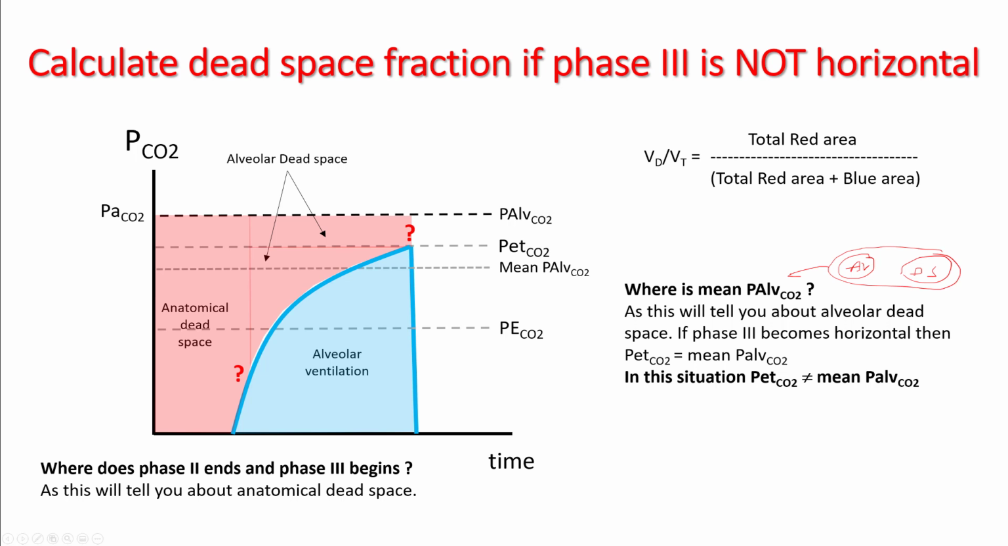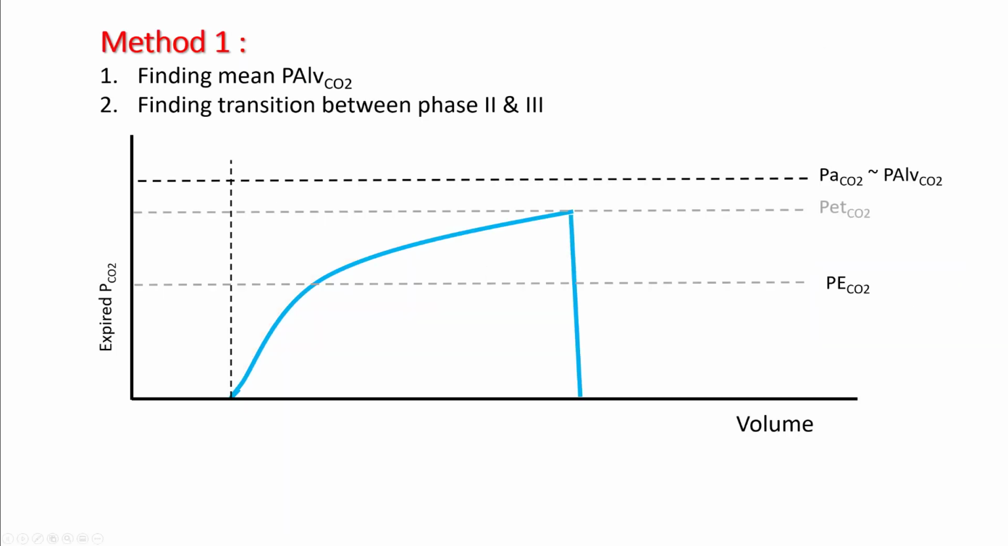The second thing you need to know is, where does phase 2 end and phase 3 begin, because you don't know what part would be your anatomical dead space and what part would be your alveolar dead space. So let's figure out how to calculate mean P alveolar CO2 and the transition between phase 2 and 3.